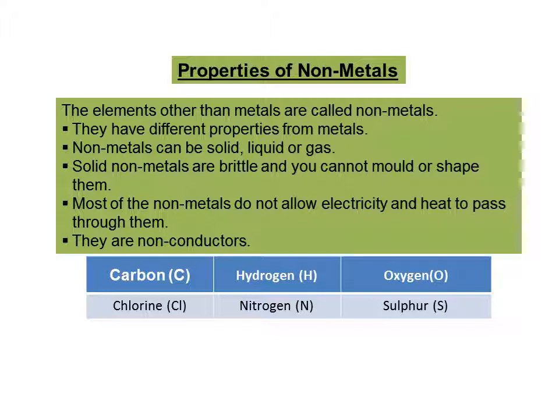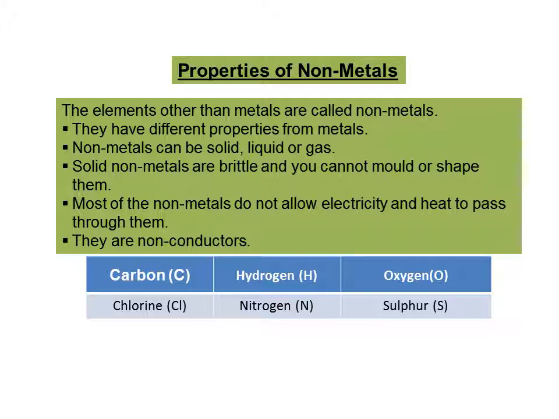Carbon. Carbon, a very famous element, but it is not a metal, it is a non-metal. The symbol of carbon is capital C. Hydrogen, this is a gas, you know. Hydrogen is the simplest element in the periodic table. The periodic table actually starts from the element hydrogen, but hydrogen is a gas, therefore it is a non-metal.